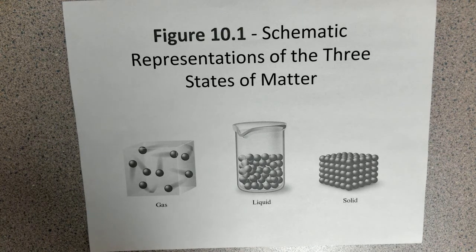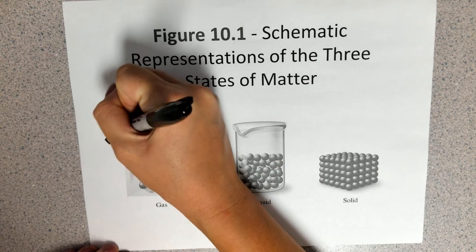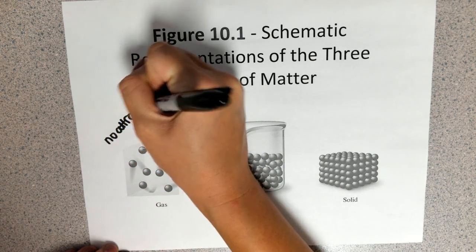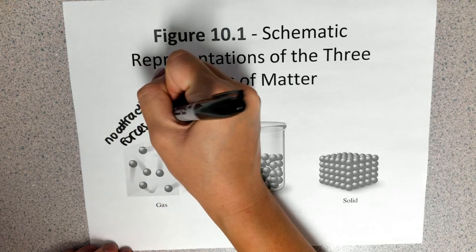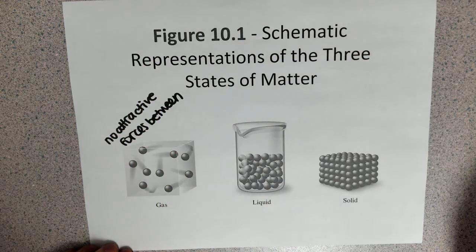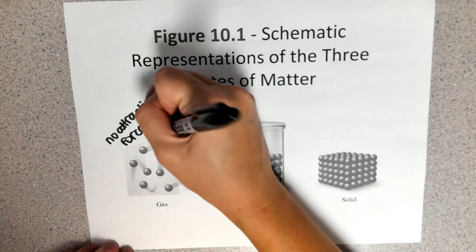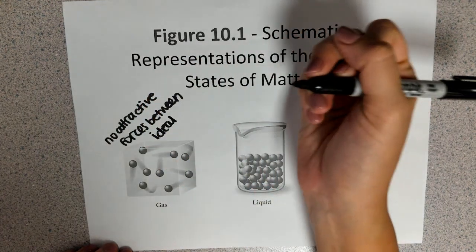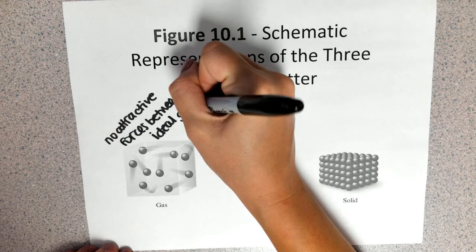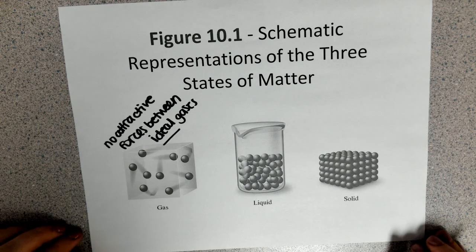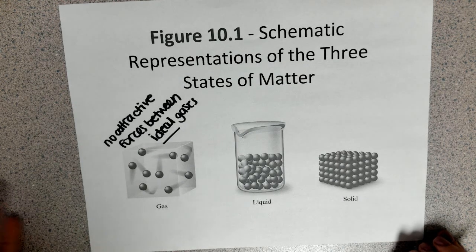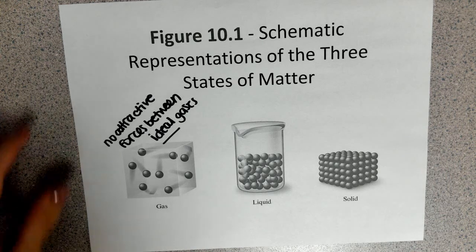Now, as you learned, according to the kinetic molecular theory, there are no attractive forces between ideal gases. But as the Khan Academy video showed you, there are attractive forces between real gases, and these attractive forces are what's known as intermolecular forces. So gas particles do interact with each other, just like solid particles do and liquid particles do.